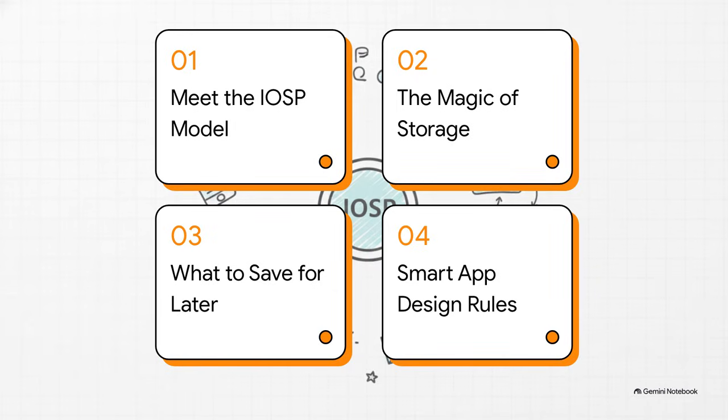First, we'll meet the IOSP model itself. Then, we'll dive into the magic of storage. Third, we'll figure out what exactly to save for later. And finally, we'll wrap up with some smart app design rules. Let's jump right in. Section 1.